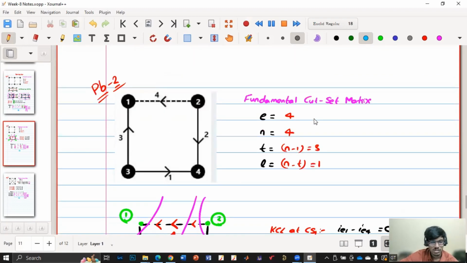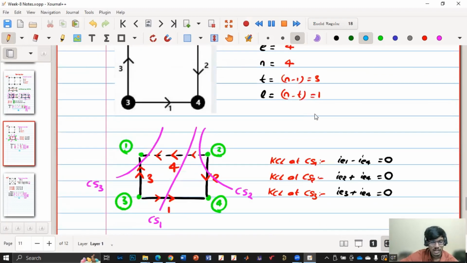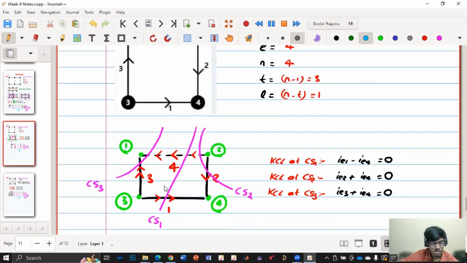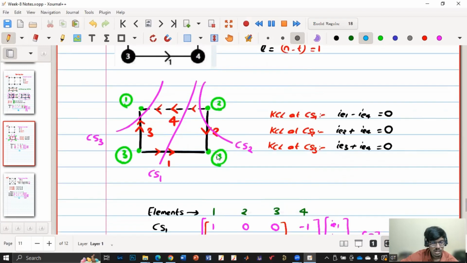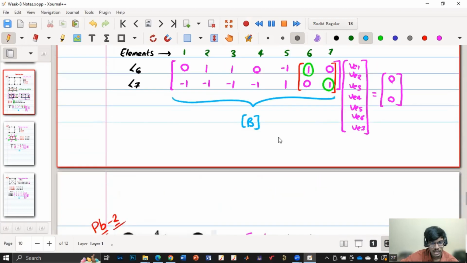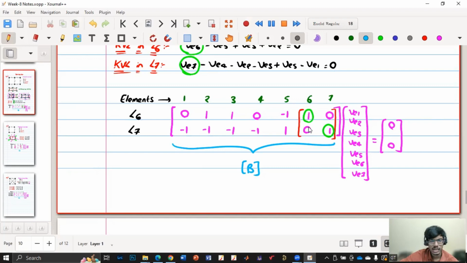In the cut set matrix, we know that the number of fundamental cut sets is equal to the number of twigs. So here we have 3 twigs, and we have defined the cut sets. And the convention is in such a way that the current of the element which is a twig should be positive. So we are considering IE3, IE1, IE2 to be positive, and accordingly we wrote KCL at each of these cut sets, and then we wrote it in terms of the Q matrix, and it has an identity matrix here.